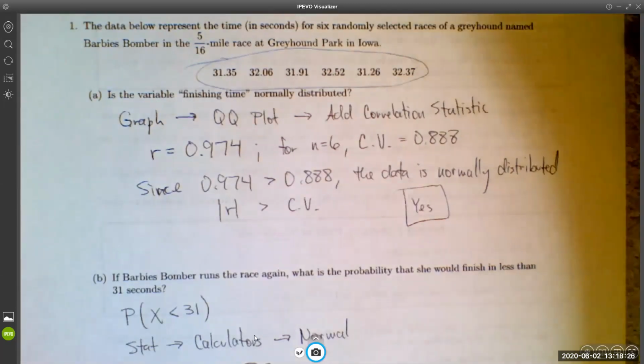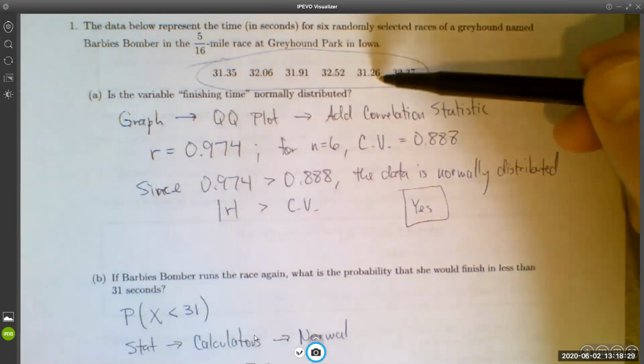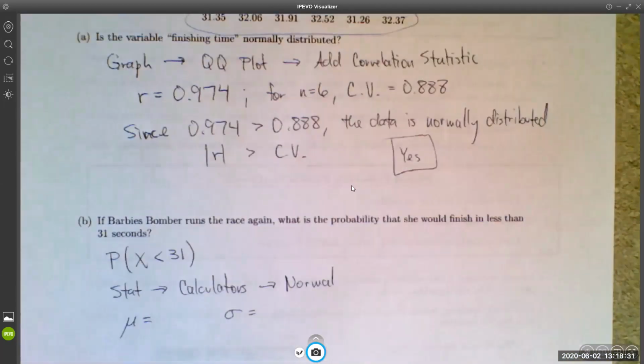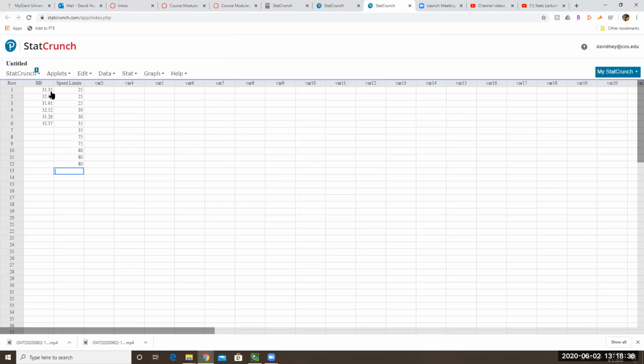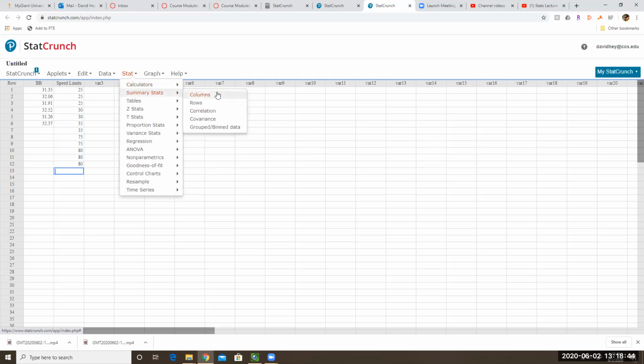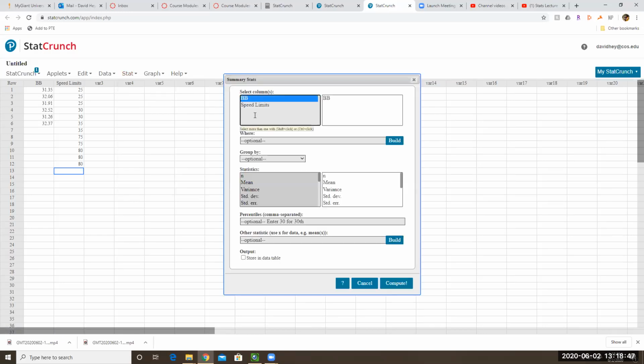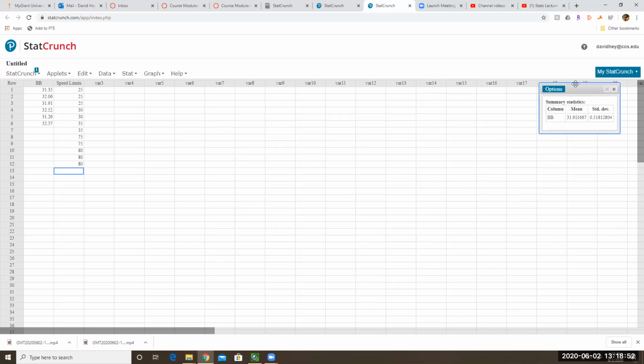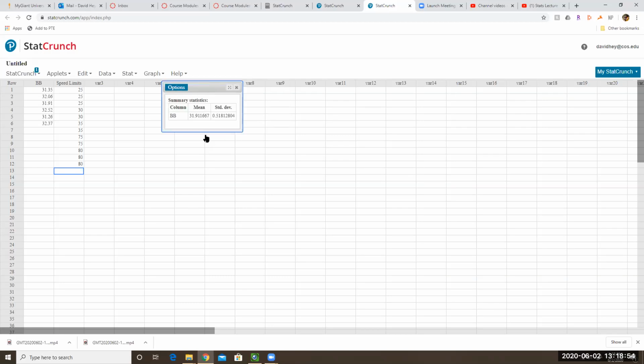So I'm going to go to StatCrunch, and I'm going to figure out what the sample mean and standard deviation are. And I'm going to use those in place of my population mean and standard deviation. So again, I'm using the Barbie's bomber data. And to compute the sample mean and standard deviation, I go to Stat, Summary Stats, Columns, right? And I want the mean and the standard deviation. So the mean is about 31.9, and the standard deviation is about 0.52.